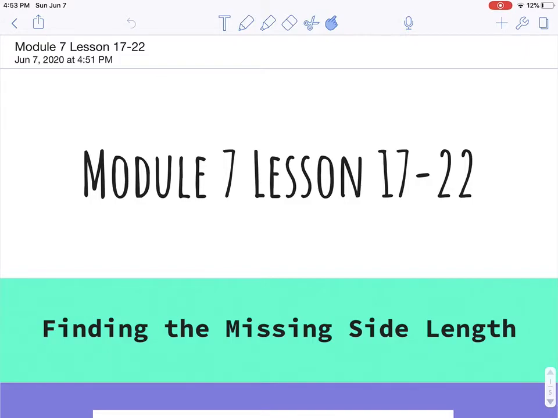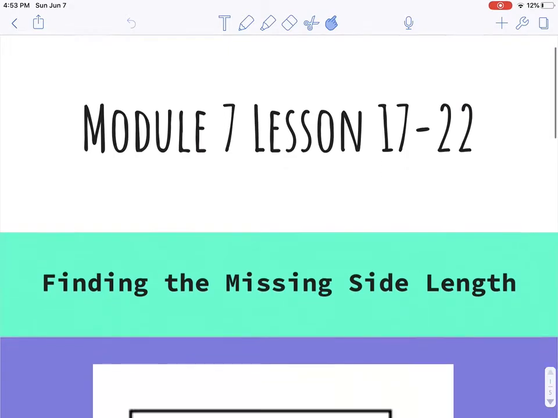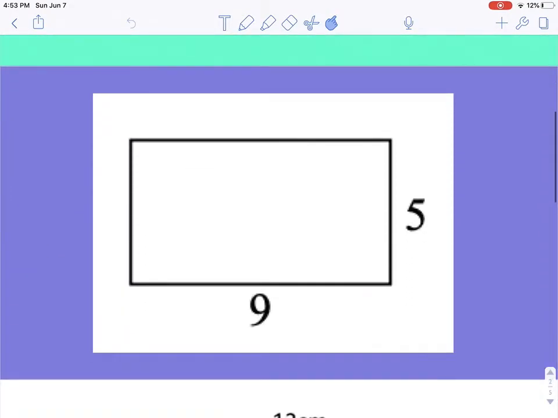Today we're combining lessons 17 to 22, because they're all focusing on the same thing. We're finding the missing side length, and this can get a bit tricky, so I recommend staying for the whole lesson so you can be very successful with the problem set. Okay, moving on.